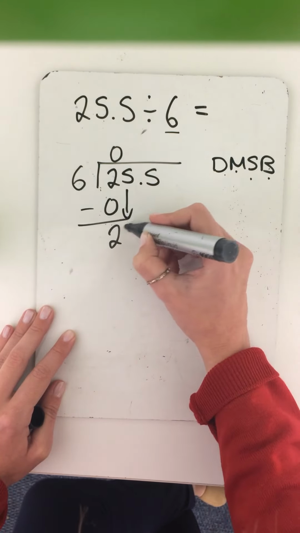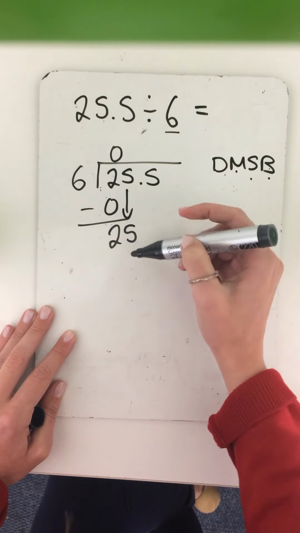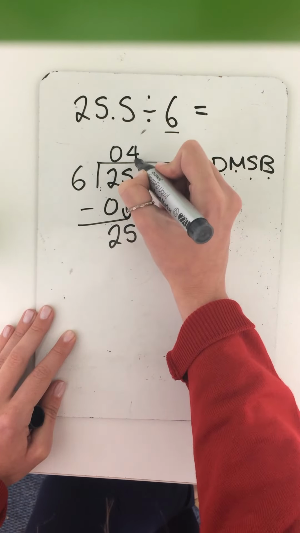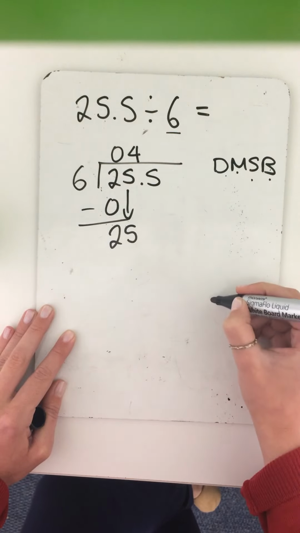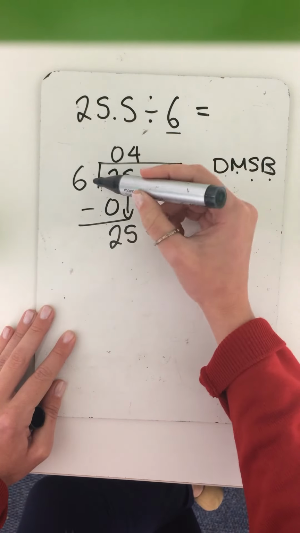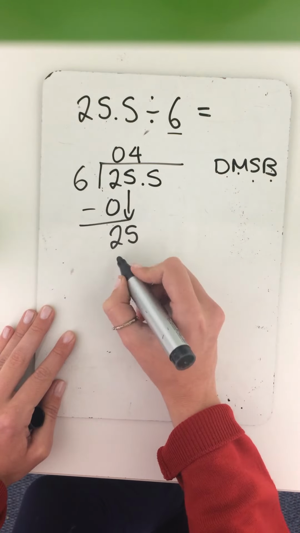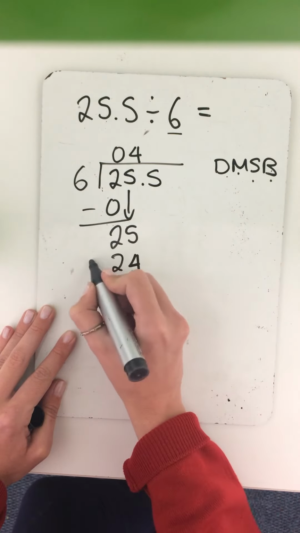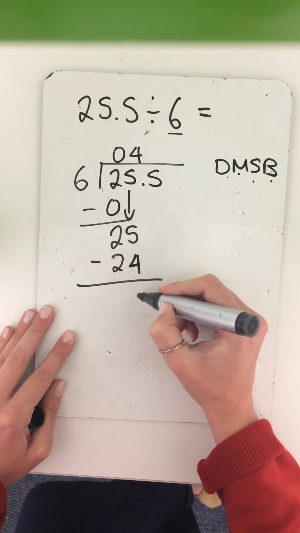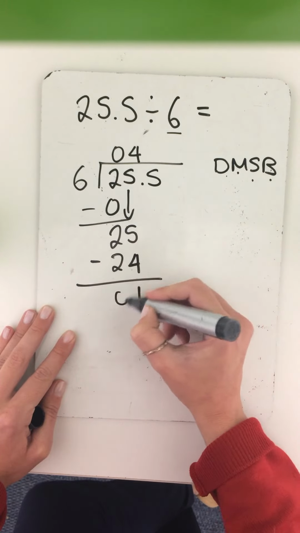Bring down the 5. Now 6 into 25 I know goes 4 times. If you're not sure, you do your 6 times table on the side. 6 into 25 goes 4 times. Multiply. 4 times 6 is 24. Subtract. 25 minus 24 is 1. 2 minus 2 is 0.